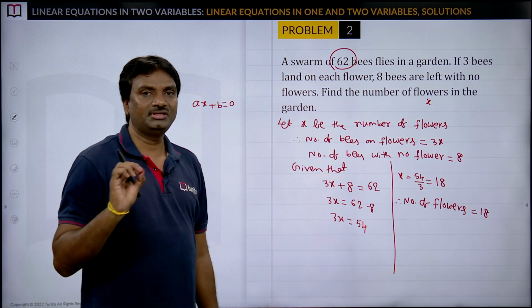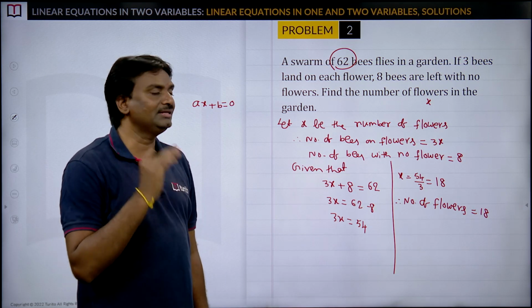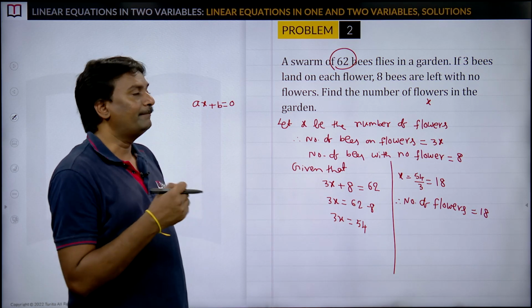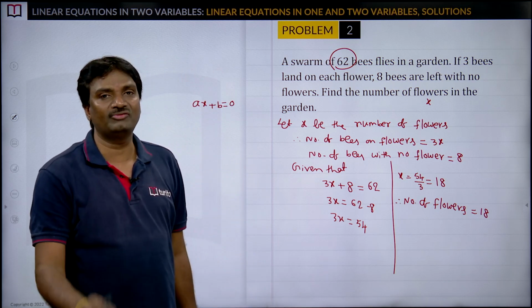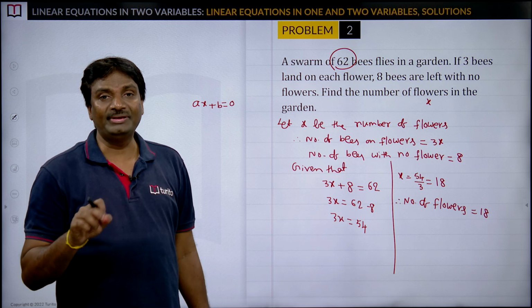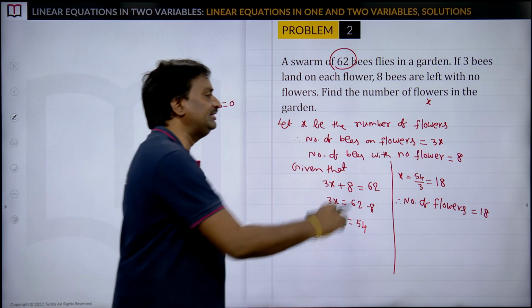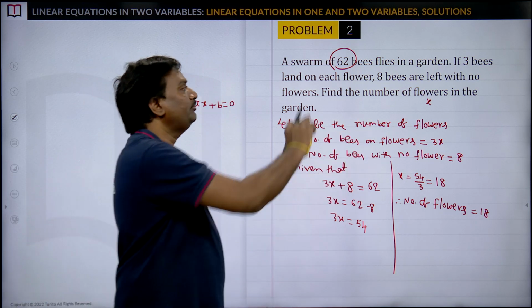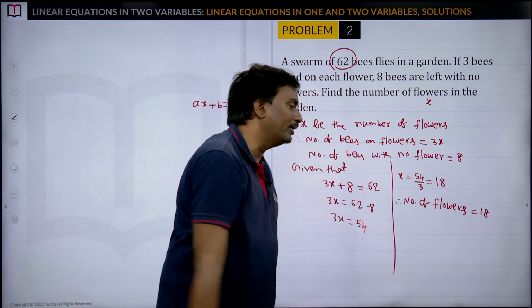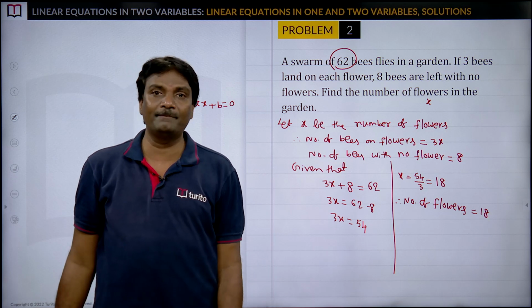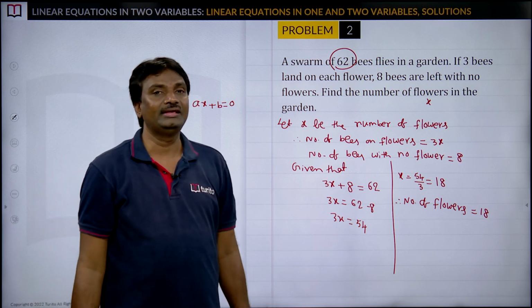Simple. Since we do not know the number of flowers, you can take that as x. Next, the number of bees on each flower is 3. So, the total number of bees on the flowers is 3x. Number of bees in the air, meaning having no flower, is 8. By adding these two, you will get the total number of bees, that is 62. After simplifying, we got x equal to 18. So, the total number of flowers in the garden equal to 18.